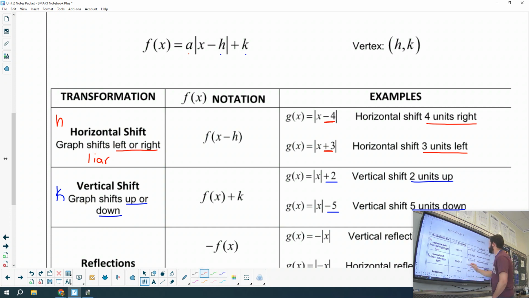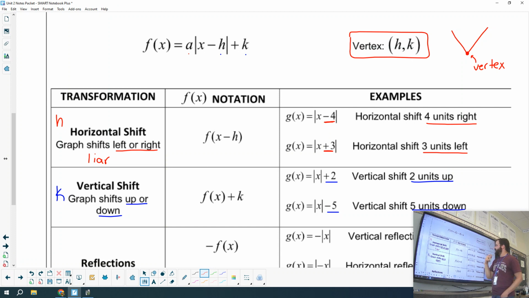Also, your vertex is whatever h and k is. So your vertex is the point at which our graph forms the V. So the middle of the V, that is our vertex.